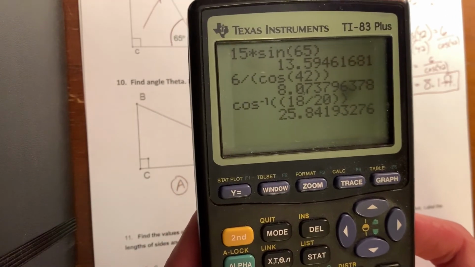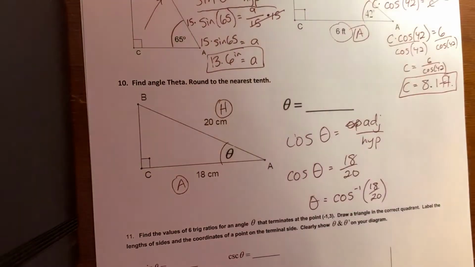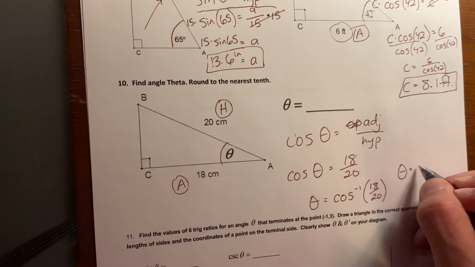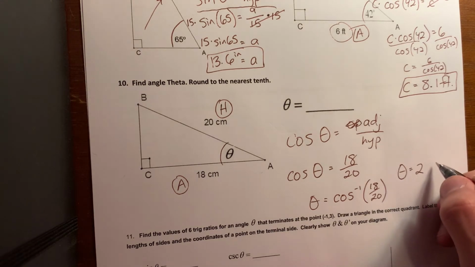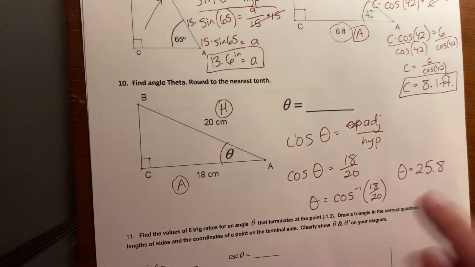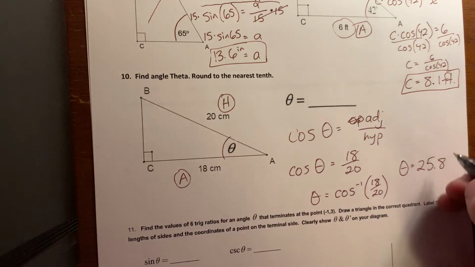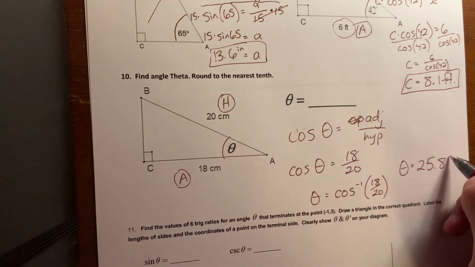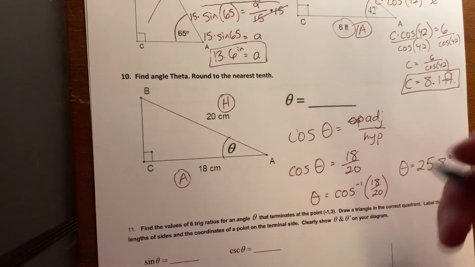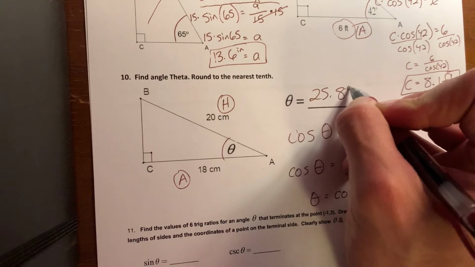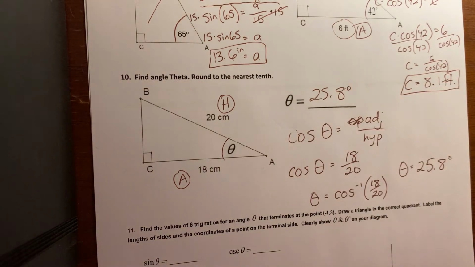Okay, and so I get 25.8. Now round to the nearest tenth, so we can just leave it there. So theta equals 25.8. And again, what did I find? Did I find a side length? No, I found an angle, right? So that wouldn't be 25 centimeters, that would be 25 degrees. That's saying that's the measure of that angle, 25.8 degrees. Okay, so that is what I'm dealing with there.